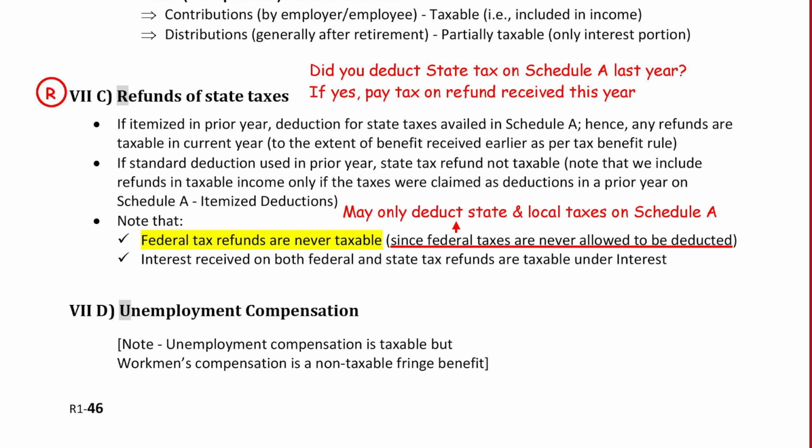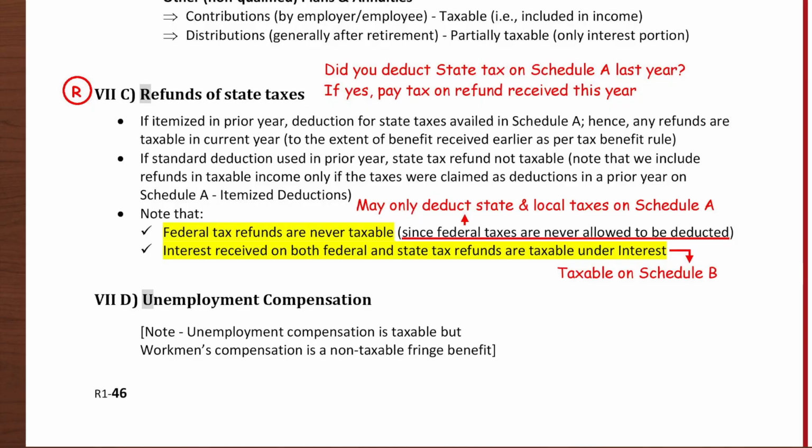And the next one, highlight, interest received on both federal and state tax refunds are taxable under interest. And we've seen this on Schedule B. So write there, taxable on Schedule B.